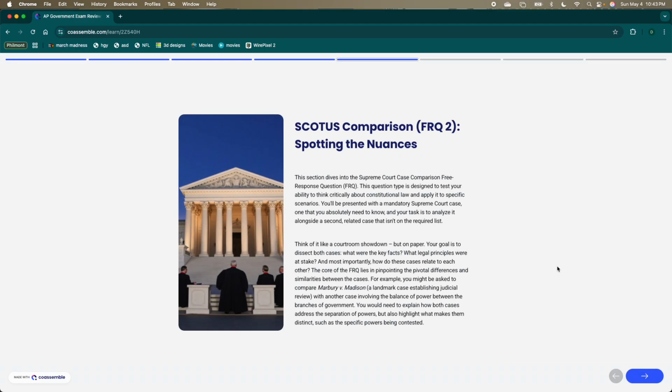Next up, we've got the SCOTUS comparison case. Your goal is to dissect both cases: one of the required ones that you're not given any context about, and then a non-required case that you are given context about. For example, you might be asked to compare Marbury v. Madison with another case involving the balance of power between the branches of government. In this case, you would need to explain how both cases address the separation of powers, but also highlight what makes them distinct, such as the specific powers being contested.